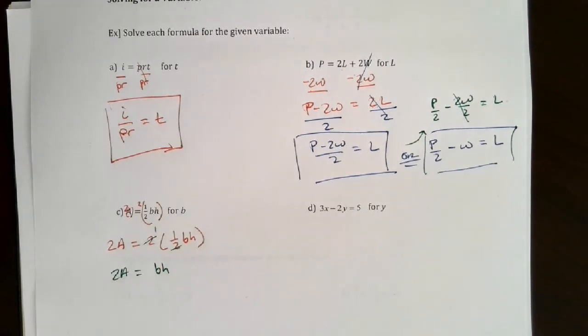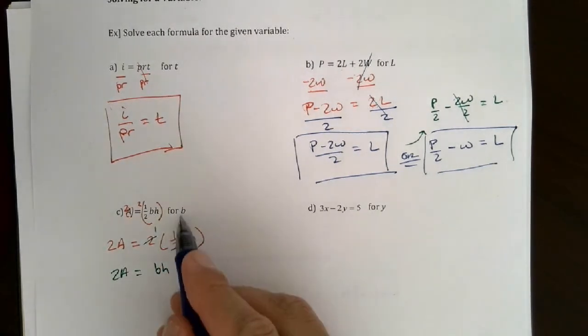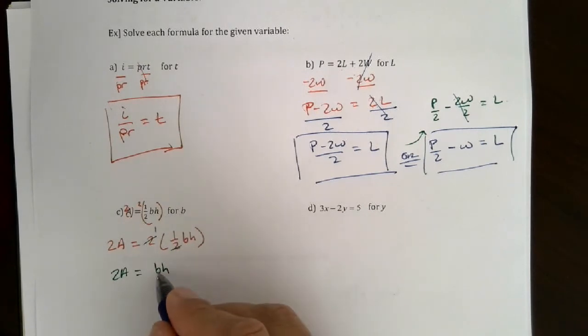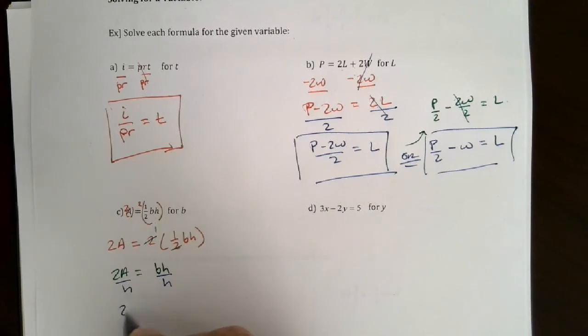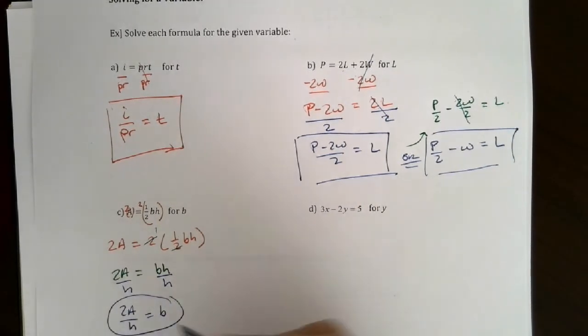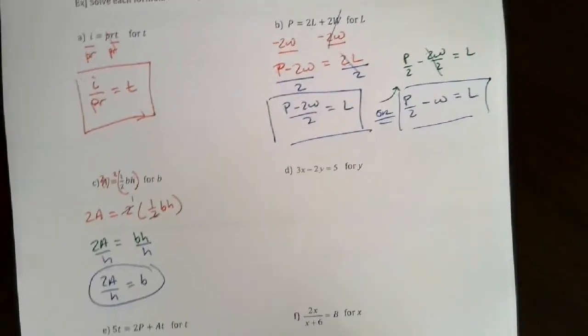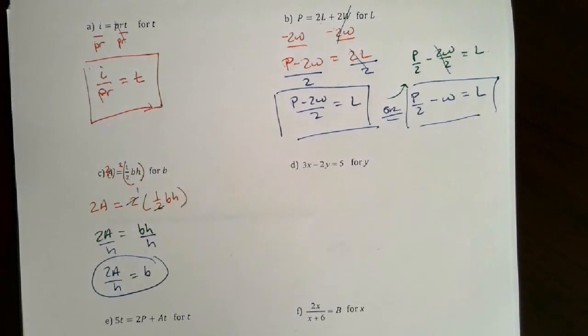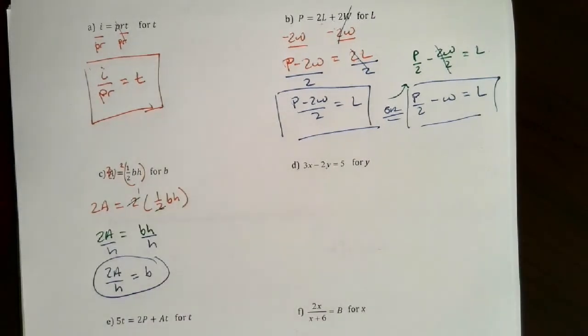Since I'm trying to solve this for b, you have b times h. To get rid of the h, you'll divide both sides by h. So you end up with 2a over h is equal to b. You solve for b, it's by itself on one side of the equation. There are no other b's showing up, so you know you solved for it. So b is equal to 2a over h. This is a very common final exam type problem that people make a mistake on.